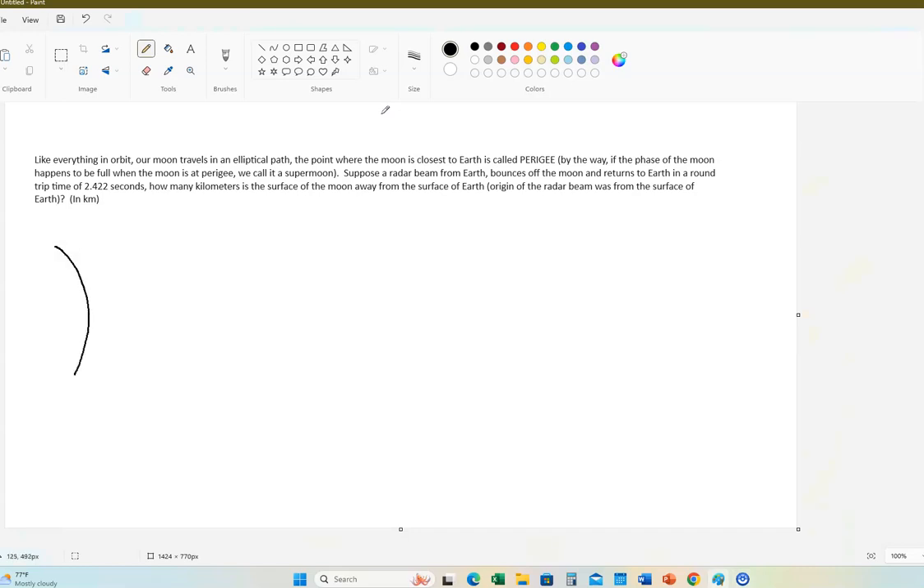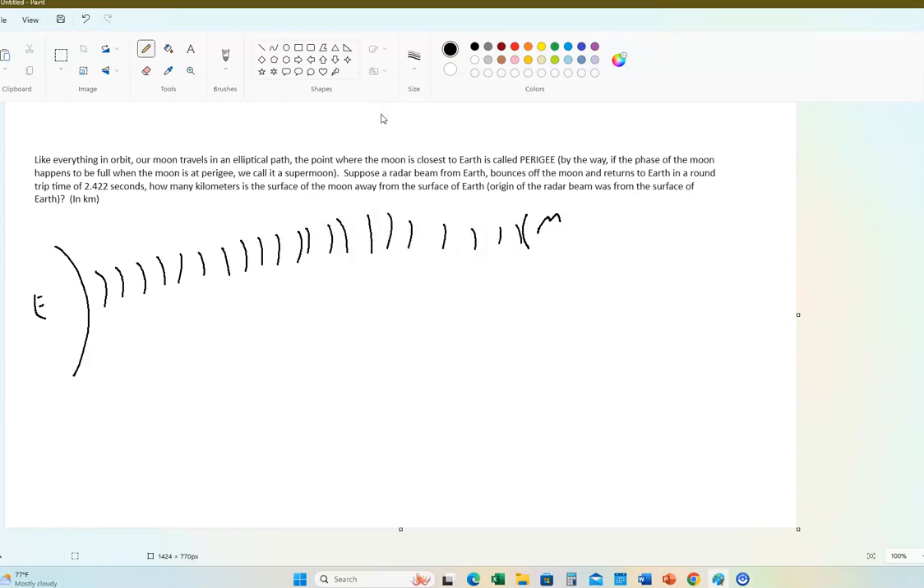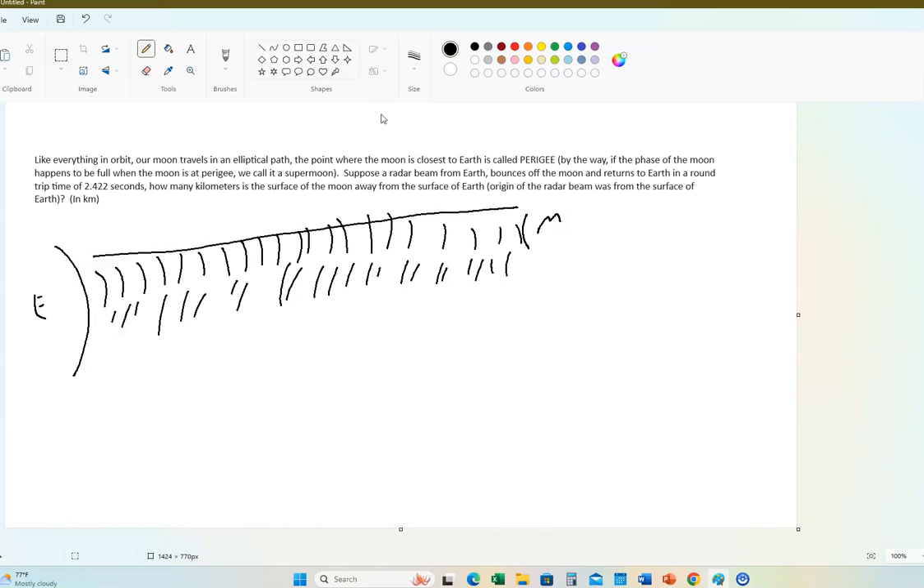Let's say that this is the Earth, and way over here is the moon. From the surface of the Earth, the radar beam travels out, and then it hits the moon and bounces back. It bounces back along the same path, but I'm just doing this to emphasize. We really want to know this distance, the distance to get to the moon.